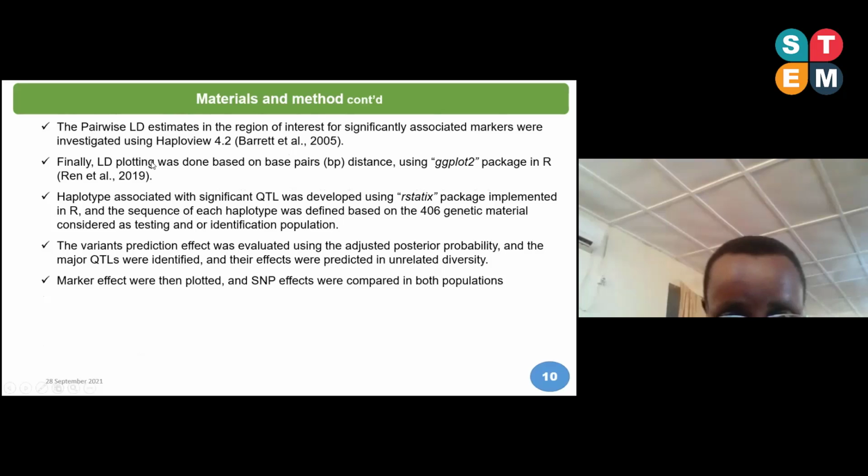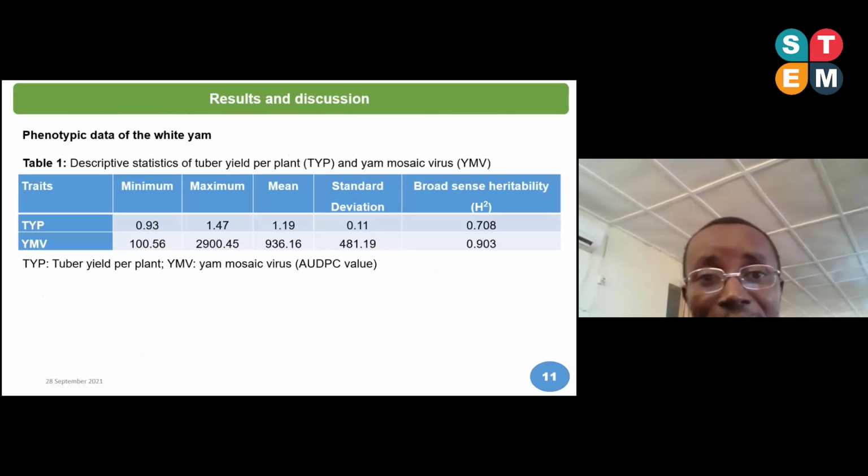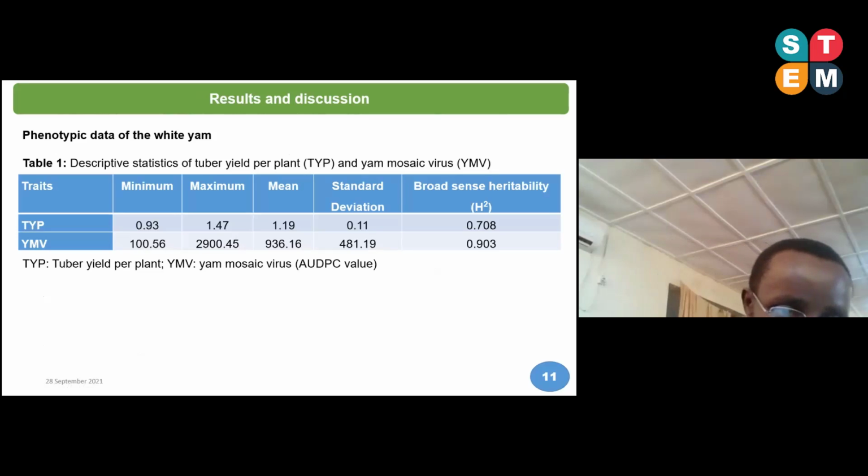The linkage disequilibrium plot, the haplotype associated with significant QTL and others using standardized protocol. So for the result, we can see wide variation, for instance, for the area under disease progress curve. If you look at the range of values, the minimum and the maximum, you can see there's wide range variation. And then, of course, that one is depicted by the standard deviation there.